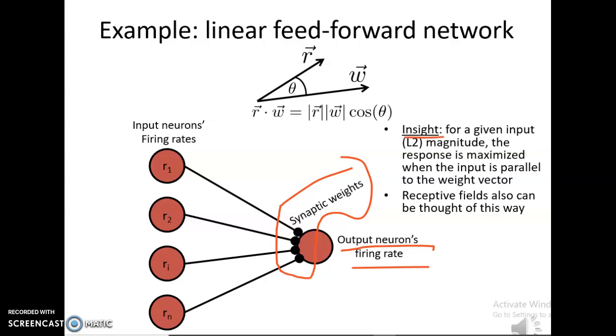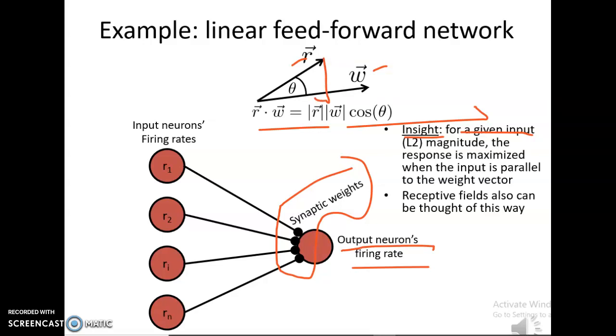So for a given input L2 magnitude, the response is maximized when the input is parallel to the weight vector. Receptive fields can also be thought of this way. This is R, this is omega. R dot omega, we have already seen, with theta in between, cos theta.